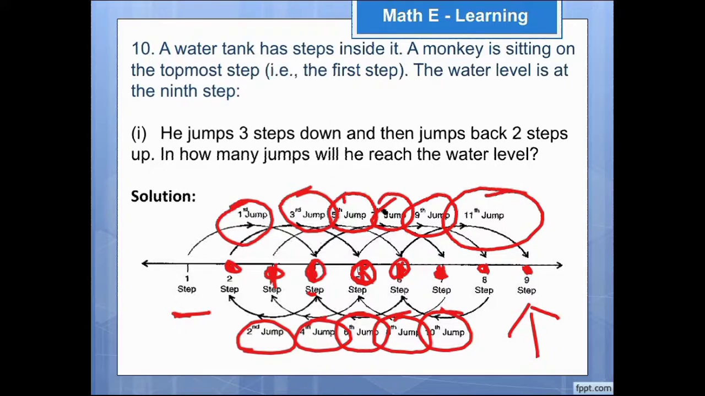So we can say that after the 11th jump he reaches the 9th step, or we can say he will reach the water level, okay.